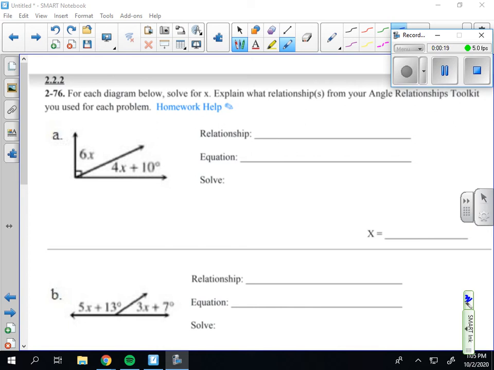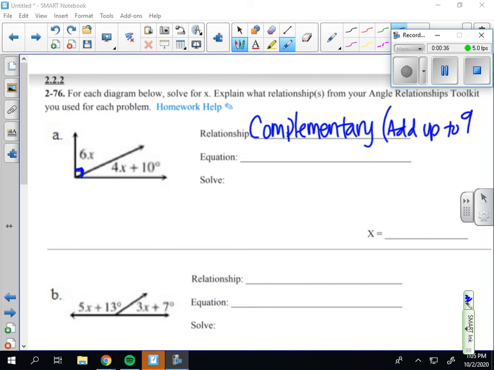So what I'm seeing right here is there's a 90-degree angle symbol, and those two angles make up the 90 degrees, so the relationship would be complementary, because that means they add up to 90. So then the equation that I would have, I know that 6x and 4x plus 10 have to equal 90 when I add them together. So then I want to solve that equation.